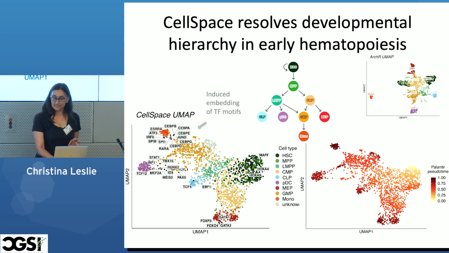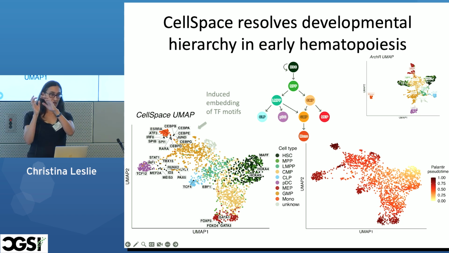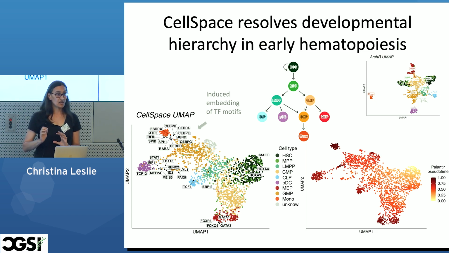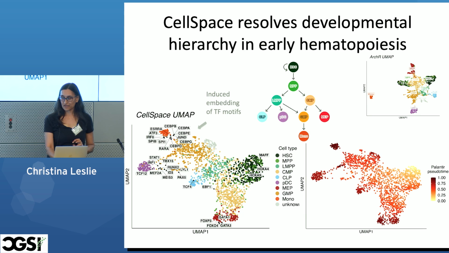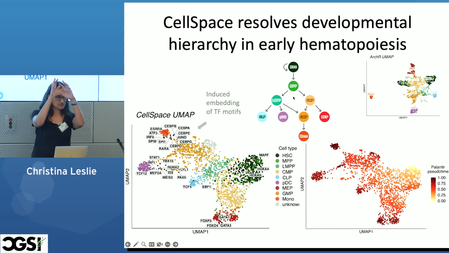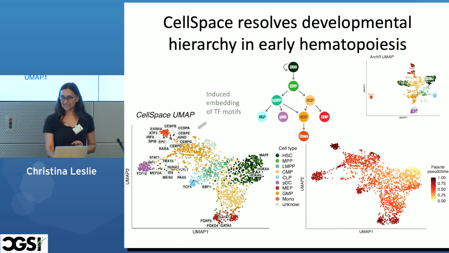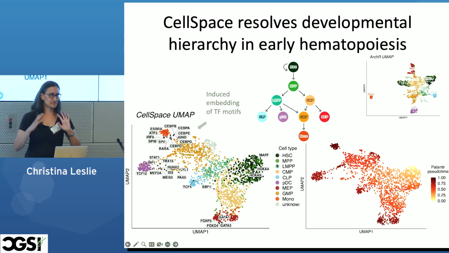And what happens is that all the hematopoietic stem cells in green from both donors embed together close to each other in the latent space, which you can see in this UMAP. And also, it seems like the latent space is capturing the correct developmental hierarchy of hematopoiesis because if you look up here, this is the hematopoietic tree, and you can see that that tree is kind of captured in the UMAP of the CellSpace embedding.